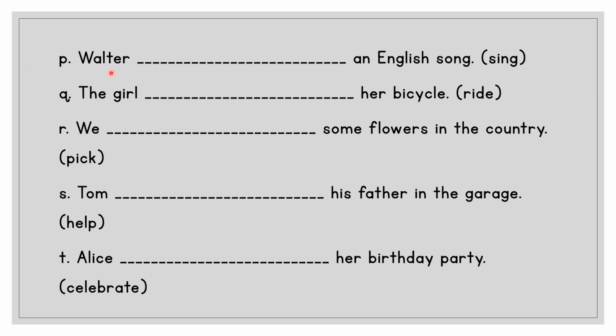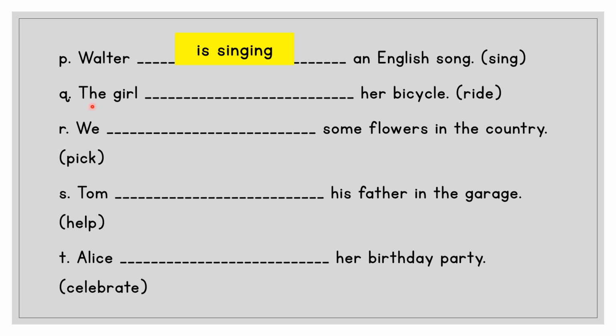Next, Walter. How many people is Walter? One person. Okay, so we use is. Kemudian the verb is sing, nyanyi. And we add ing to that, so it becomes Walter is singing an English song. Walter tengah nyanyi lagu Mak Sales.